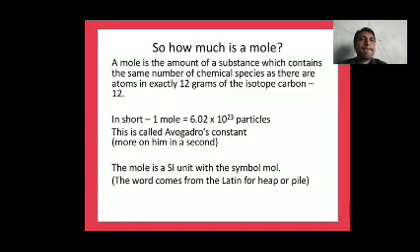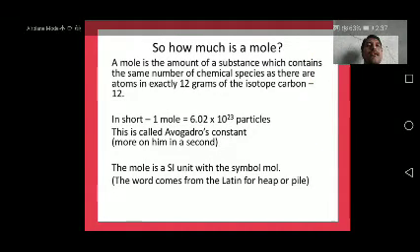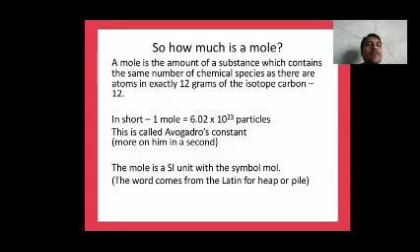A mole is the amount of a substance which contains the same number of chemical species as there are atoms in exactly 12 grams of the isotope carbon 12. In short, one mole is 6.02 into 10 to the power of 23 particles. This is called Avogadro number. One mole is an SI unit with the symbol mol.